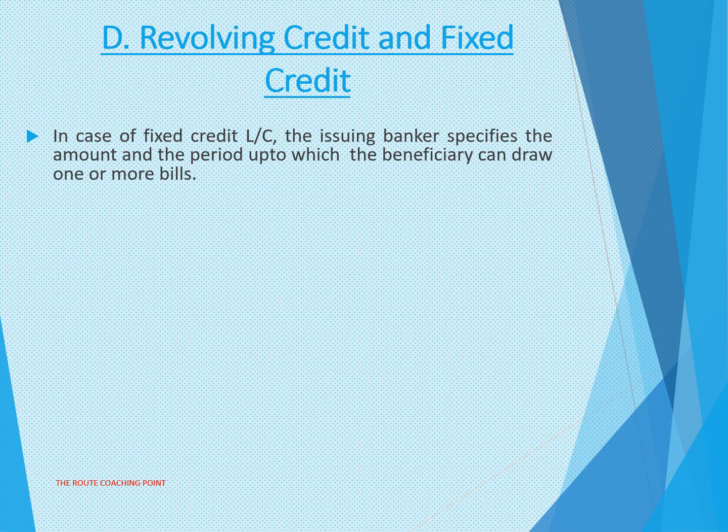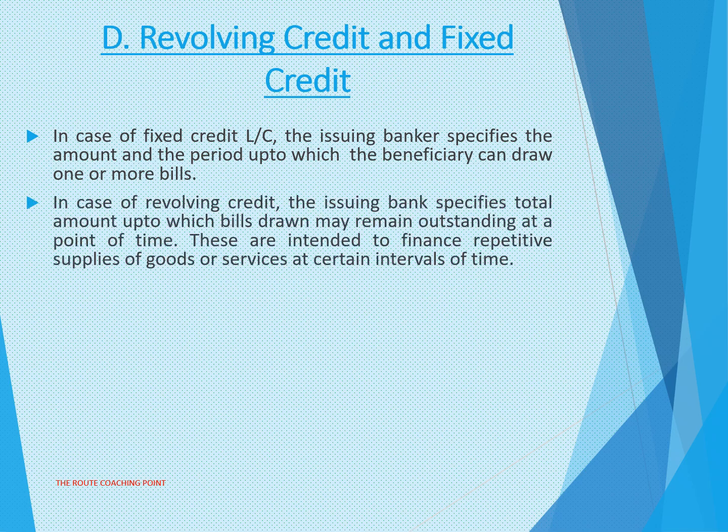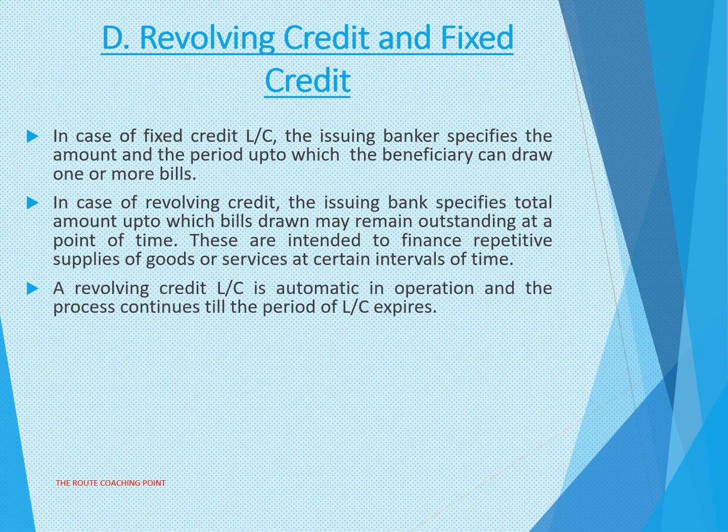Revolving credit and fixed credit. In case of fixed credit LC, the issuing banker specifies the amount and the period up to which the beneficiary can draw one or more bills. In case of revolving credit, the issuing bank specifies the total amount up to which bills drawn may remain outstanding at a point of time. These are intended to finance repetitive supplies of goods or services at certain intervals of time. A revolving credit LC is automatic in operation and the process continues till the period of the LC expires. Revolving credit LC does not require renewal.